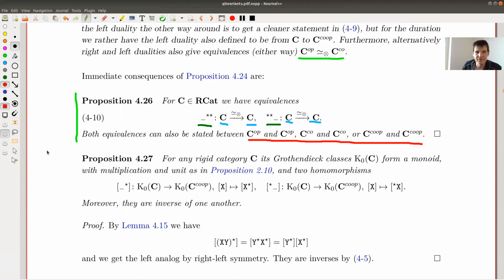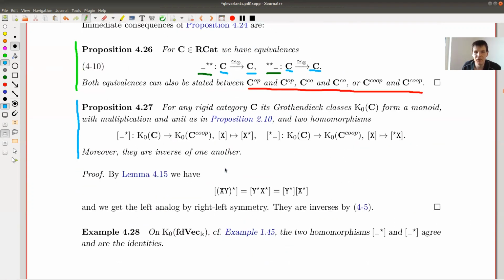Okay, there's also a statement on the Grothendieck ring, which I won't go too much into details, but basically, if you have a duality upstairs, you have a duality downstairs. You have pairing type of morphism downstairs.